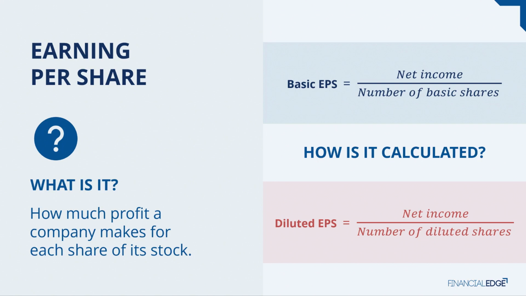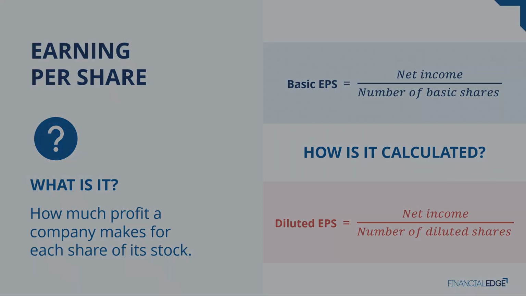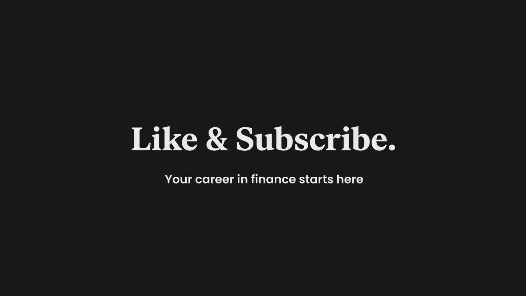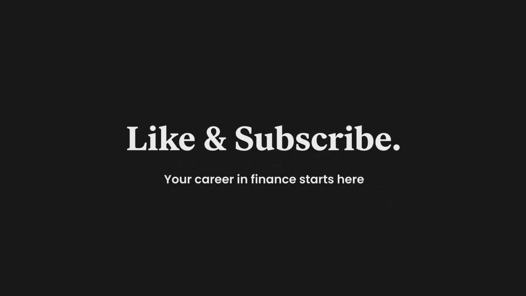Both of these calculations are important, but the diluted EPS is probably used more often as it's a worst case scenario. What is my net income divided by the largest number? Basic or diluted? Well, it's the diluted. So our diluted EPS is used a bit more often.